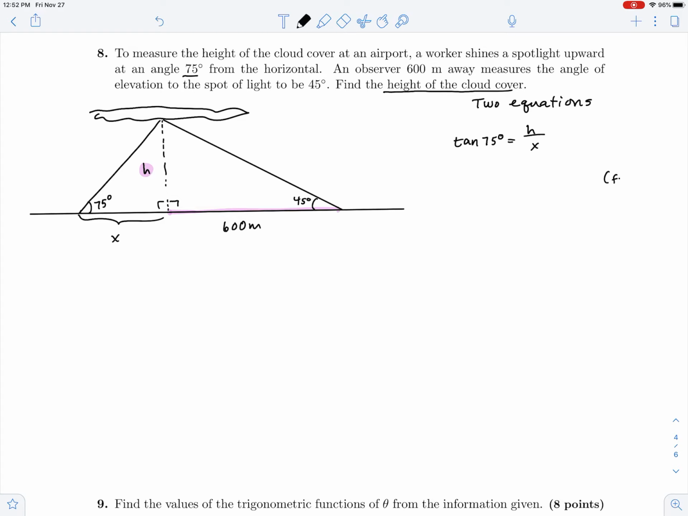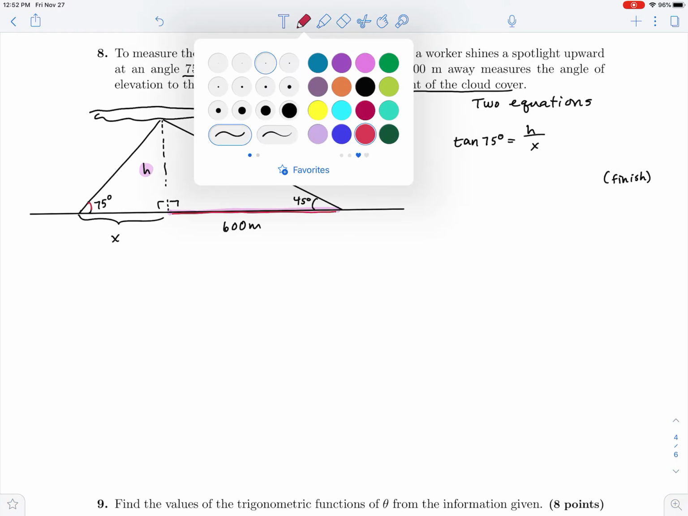And then you can do something similar with the 45 degrees, and then you can put them together, solve them, and finish up. Okay. This particular problem, just so you know, here's the thing that it doesn't say. We have two observers, right? We have somebody with the 75 degree angle, and then the observer that's 600 meters away could technically be over on this side. So the way that you could set up this problem, two different ways, two different answers, but do it the way that I did it. Don't do it the other way. I just wanted to point out that the way that it's written doesn't really specify which scenario we have.